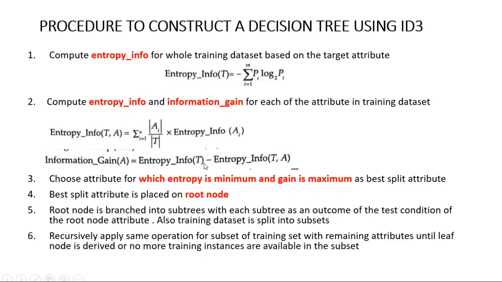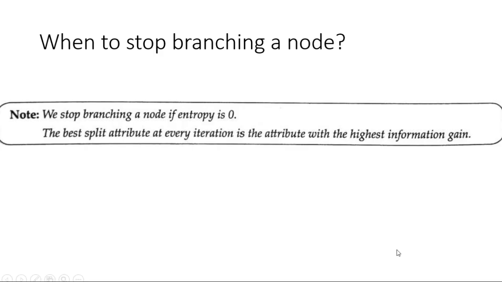After splitting, again you have to find the entropy information gain to again take the node which has the maximum gain as the next node. So it will be a recursive process until we reach the leaf node. Now, how do I know that I have reached the leaf node? Leaf node means that's the end of branching. So you can stop branching if the entropy is 0.